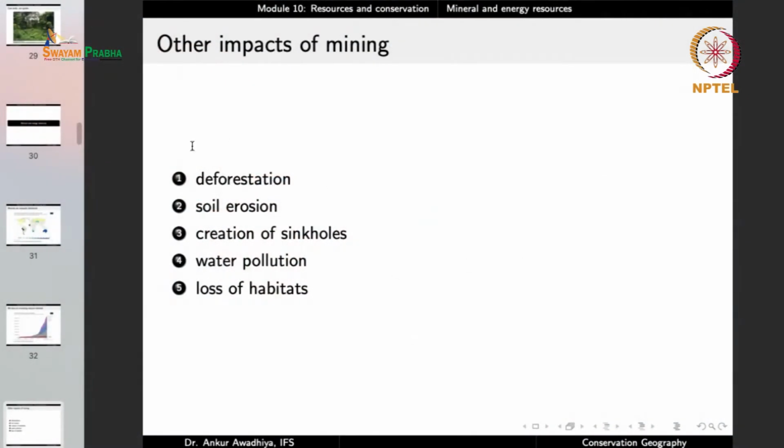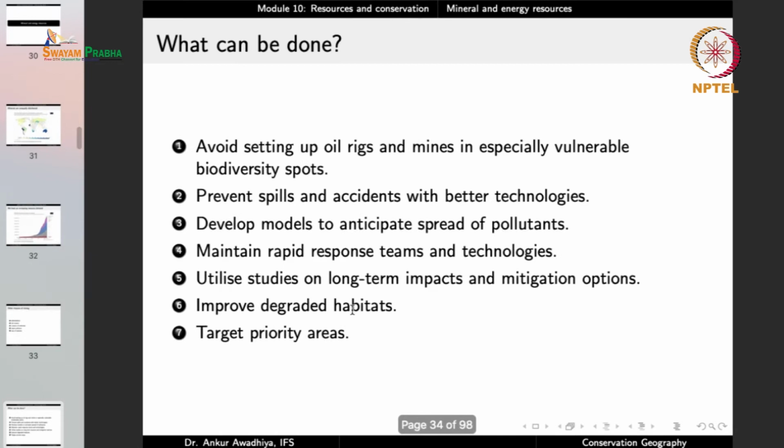So we are observing things like deforestation. So to extract the minerals, you have to remove the tree cover so that you can access those minerals, and so there is deforestation. When there is mining, the areas are getting exposed, and so there is a heavy amount of soil erosion. And here again, the soil is getting sedimented into some other locations. We are creating sinkholes. We are doing large amount of water pollution, especially when we are taking out those minerals that are rich in heavy metals. So that is causing a huge amount of water pollution, huge amount of toxicity. And because of all of these, there is a heavy loss of habitats.